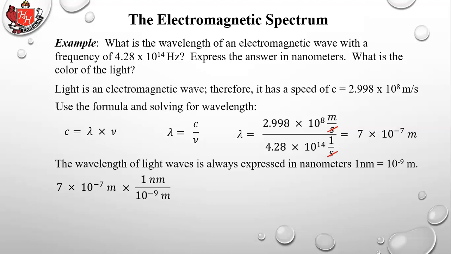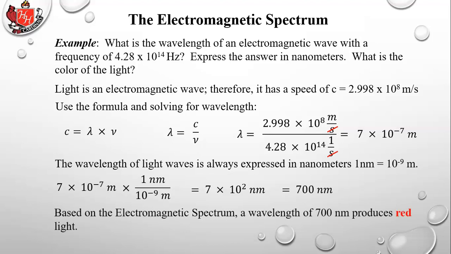Now we multiply that by 1 nanometer over 10 to the minus 9th meters. We see that meters is going to cancel, and nanometers is going to end up in our final answer, and we end up with 7 times 10 to the 2, which is 700 nanometers. Wavelengths of light are always expressed in some number of hundreds of nanometers. So in this case, it's 700 nanometers. Based on the electromagnetic spectrum, a wavelength of 700 nanometers produces red light. So we know that we have red light there.